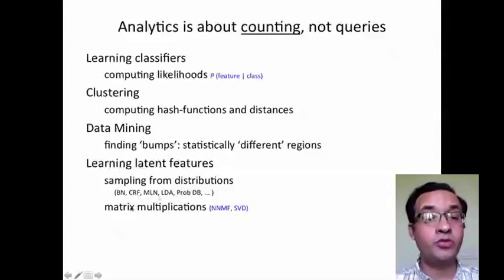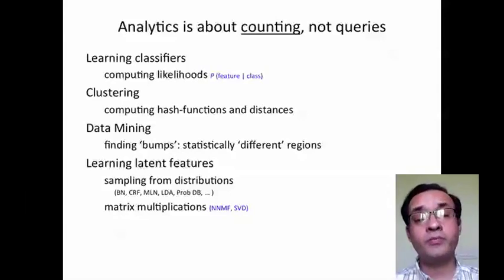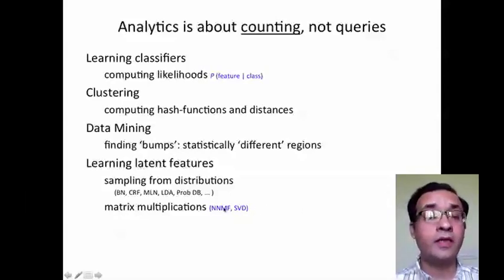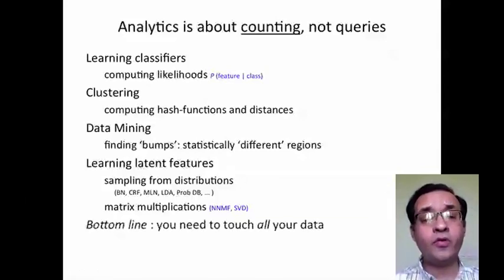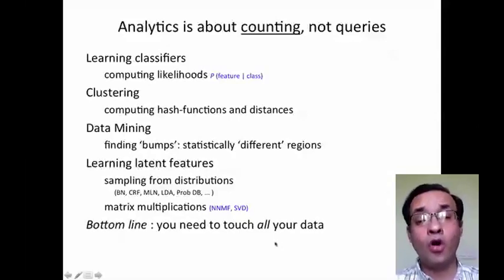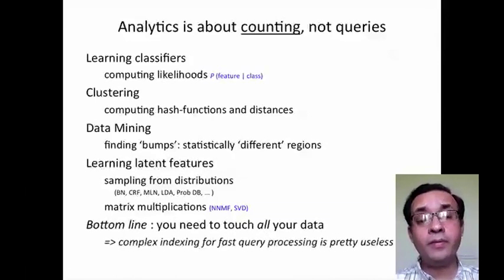things like sampling from distributions, which are a guest lecture on Markov logic networks, that's MLNs, we'll talk a little bit about. And we'll give one example using matrix multiplications also. But the bottom line that I want to talk about now, since we're going to cover some of these techniques only after unit 5 onwards, is that from the database perspective, all of these techniques require you to touch all your data. It's not about querying. If you're to touch all your data, then complex index structures for fast query processing, which traditional relational databases and data warehouse technologies like Teradata have, are pretty useless.